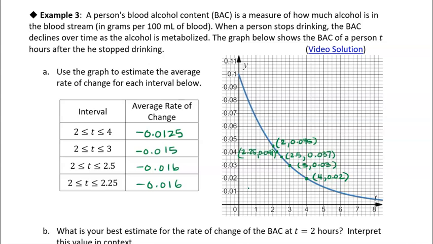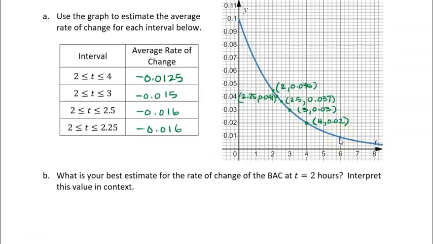All right, so I've calculated those rates of change, and you can see that as those time values get closer and closer together, as well as I can estimate from the graph, it looks like it's approaching about a negative 0.016. So what is my best estimate for the rate of change of the blood alcohol content at time t equals 2? I would estimate it to be negative 0.016. Okay, that would be at 2 hours after you stop drinking.